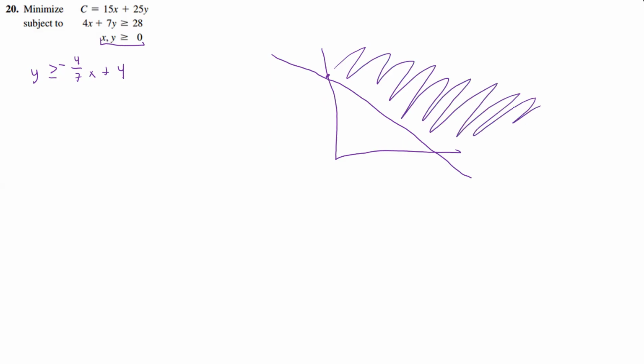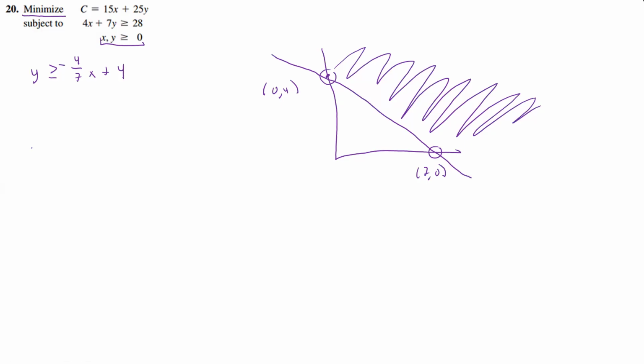That's good because usually when it's unbounded like that, we need to minimize something, and that's what we're going to do. So we just need to find this point and this point. Well, this point we know is 0, 4. Now, if we plug in 0 for y, then x is going to be 7. So that's 7 comma 0. Those are our 2 points.